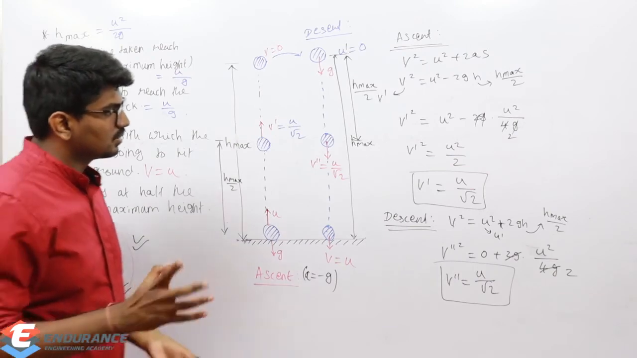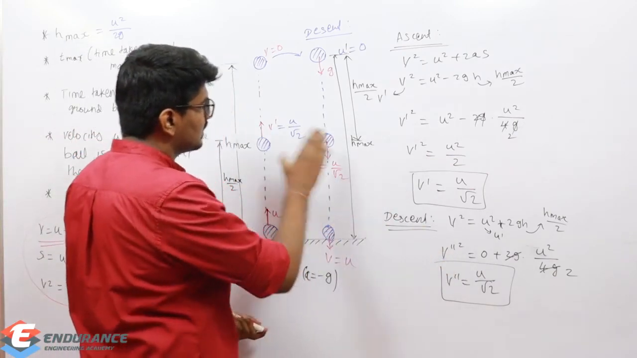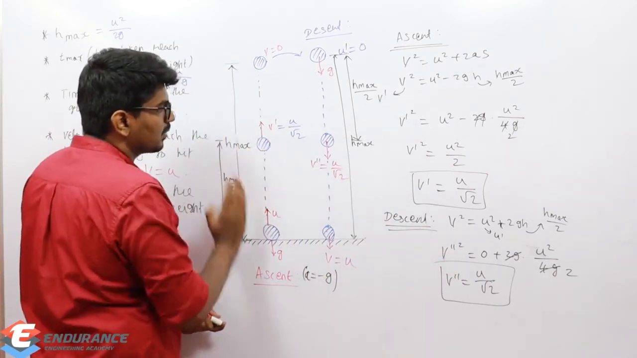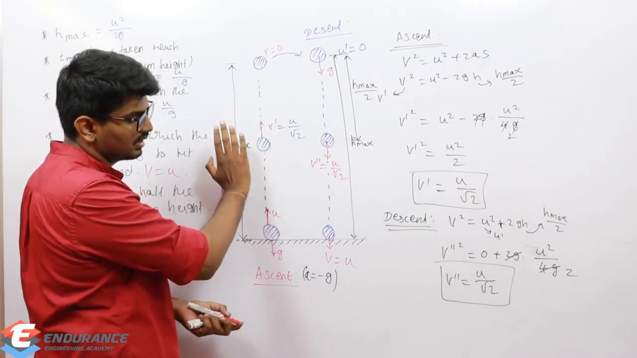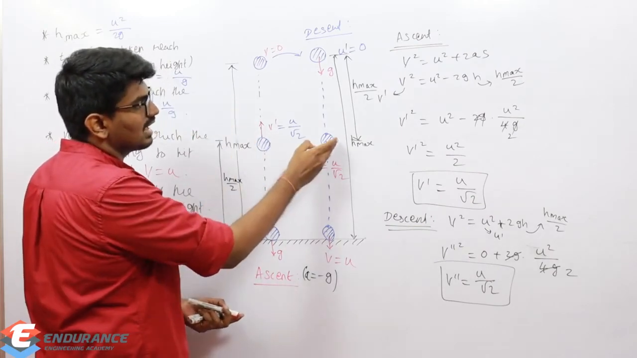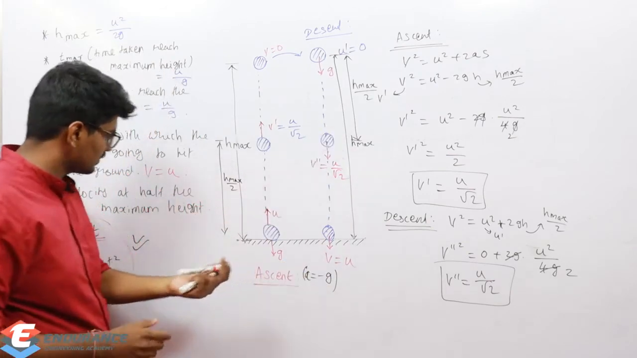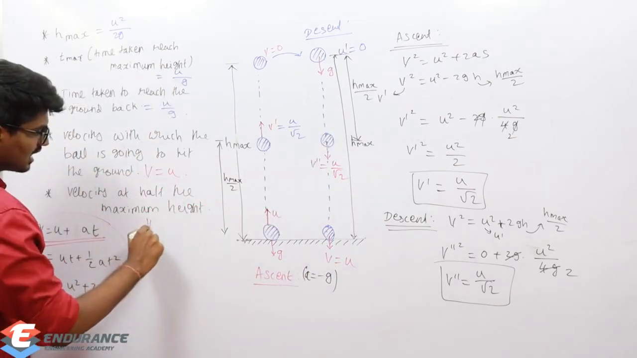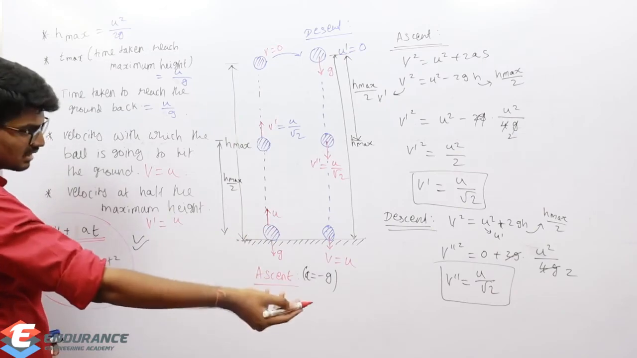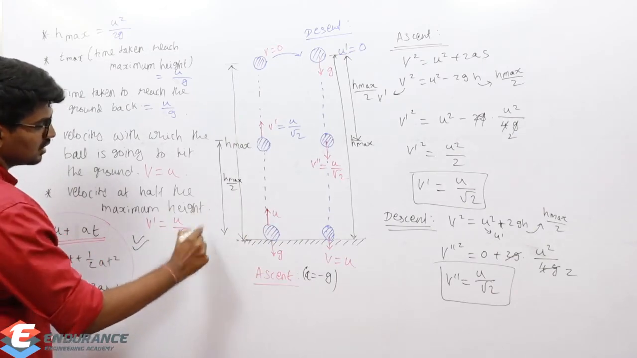So the conclusion here is, whatever the velocity at some particular point when it is moving up during ascent, the same velocity will be there at the other point when it is moving down. So here V dash and V double dash both are the same, which is going to be U by root 2.